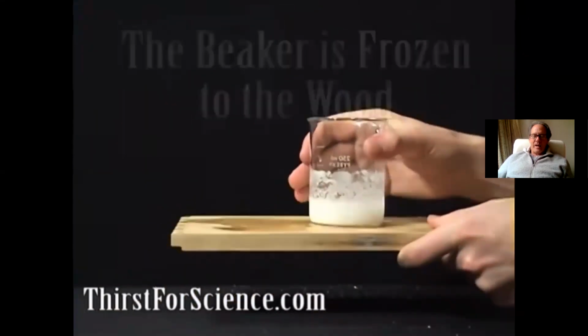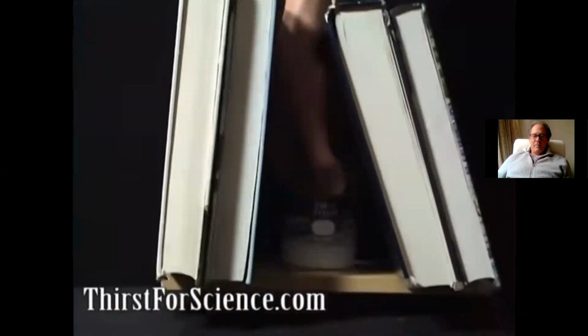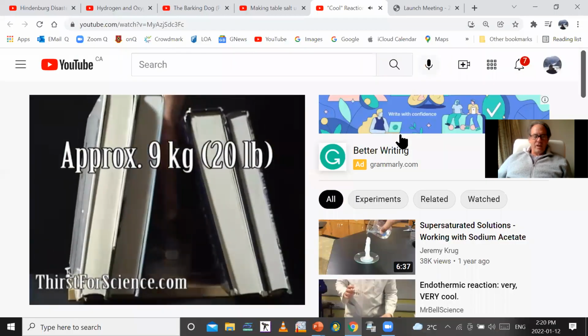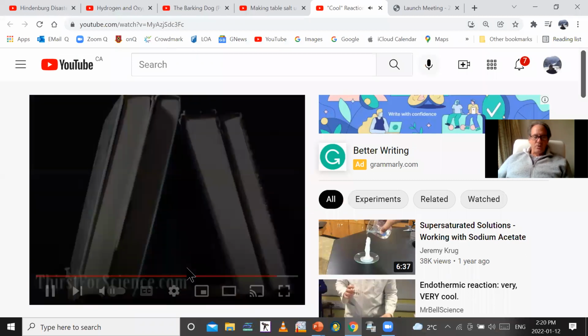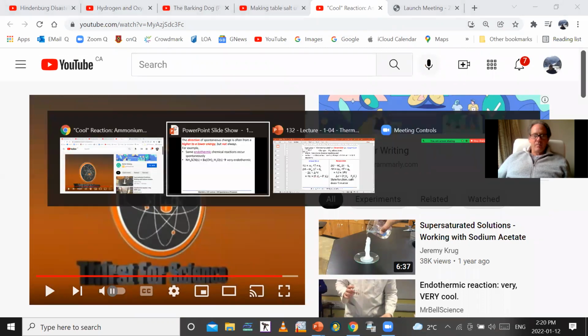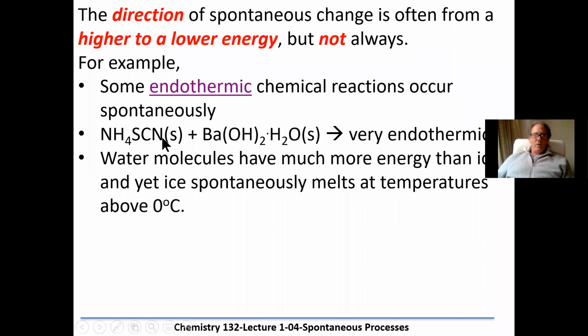I used to do this in my classroom, and the fumes are not very pleasant. So you can see here that you can lift up all those books. That's how thoroughly frozen that was. All right. So returning here to our presentation: ammonium thiocyanate, ammonium ion, thiocyanate ion, a +1 ion, a -1 ion. Barium hydroxide: barium's a +2 charge. Hydroxide is OH-. Going to need 2 of them. And there's waters associated with it. And just to keep it simple, I think it's an octahydrate, which means 8 waters.